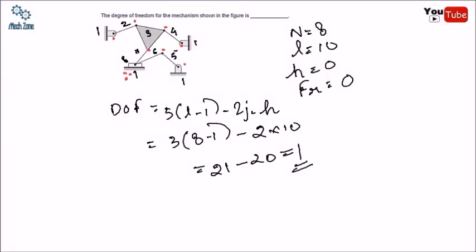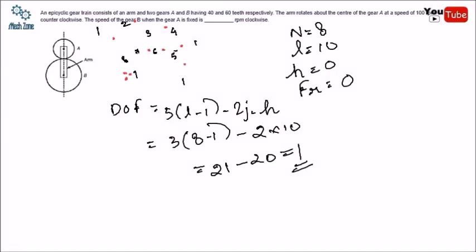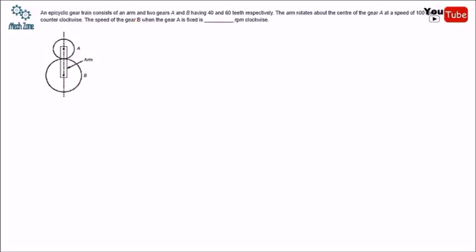Okay, now let us go for the next question. In this question, we have a question on planetary gear systems. An epicyclic gear consists of an arm and two gears A and B having 40 and 60 teeth. So teeth of A is 40, teeth of B is equal to 60. The arm rotates about the center of the gear A at a speed of 100 RPM counterclockwise. The speed of the gear B when the gear A is fixed. Now we have to find the speed of gear B when gear A is fixed.